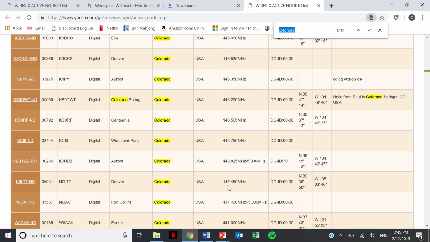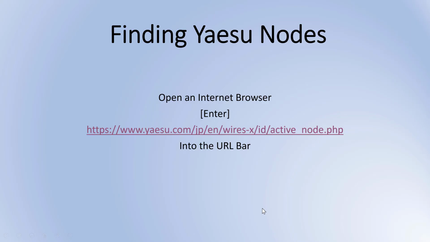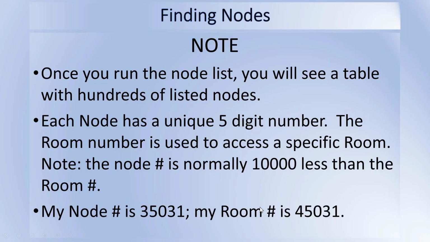Now I need to point out one thing for you. These values here are the node numbers. Every node can potentially be a room. A room number is 10,000 larger than any one of these values. So my node value is 35031. My room number is 45031. Going back to PowerPoint, I have an explanation about it.